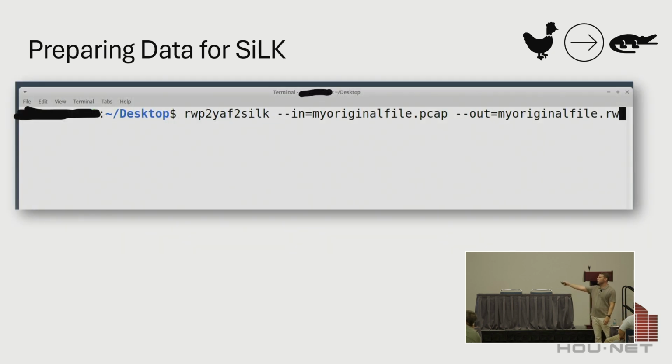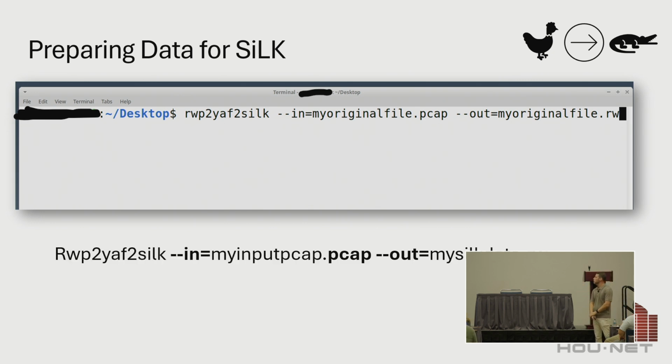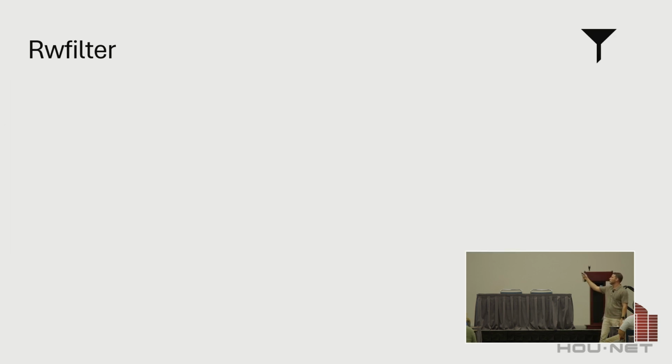What does that look like in practice? Pretty simple. In PCAP, out my .rw, I can name it whatever, my flow data. So pretty easy. So we prepared our chicken to be an alligator. And now we're going to filter that data.